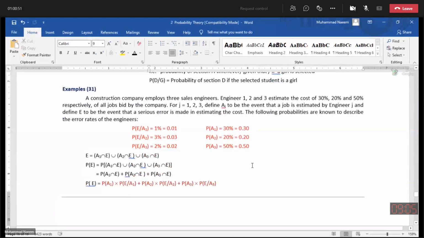Okay, now we expand our discussion to a problem of an application. A construction company employs three sales engineers, engineer 1, 2, and 3, to estimate the cost, 30%, 20%, and 50% respectively.